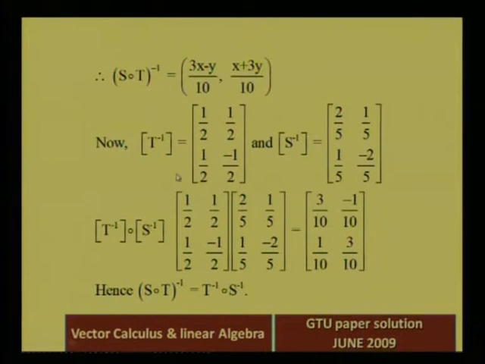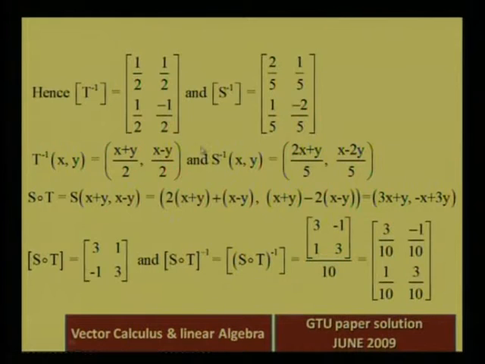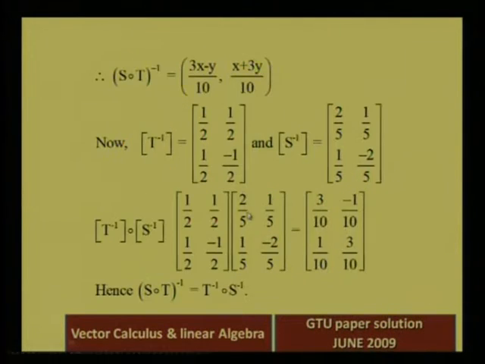Now T inverse, we already know that the standard matrix for T inverse is 1 by 2, 1 by 2, 1 by 2, minus 1 by 2, and the standard matrix for S inverse is 2 by 5, 1 by 5, 1 by 5, minus 2 by 5. We already found these two matrices. You can see this is the standard matrix for T inverse and for S inverse, correct. So I repeat these two matrices here and check the multiplication of T inverse with S inverse. What will we get?